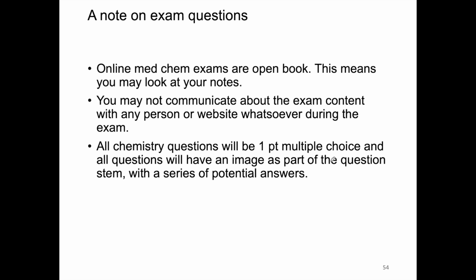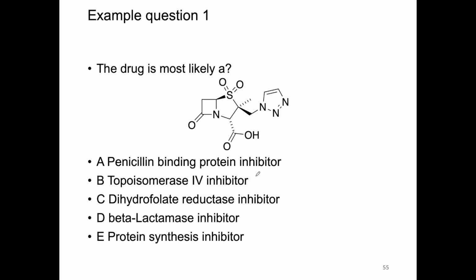There will be an image that will be a part of a question, and then a series of potential answers. Shown here is one example. This drug is most likely A, and then you have to identify the type of molecule that it would be. So which A, B, C, or D you would anticipate this particular molecule would be.